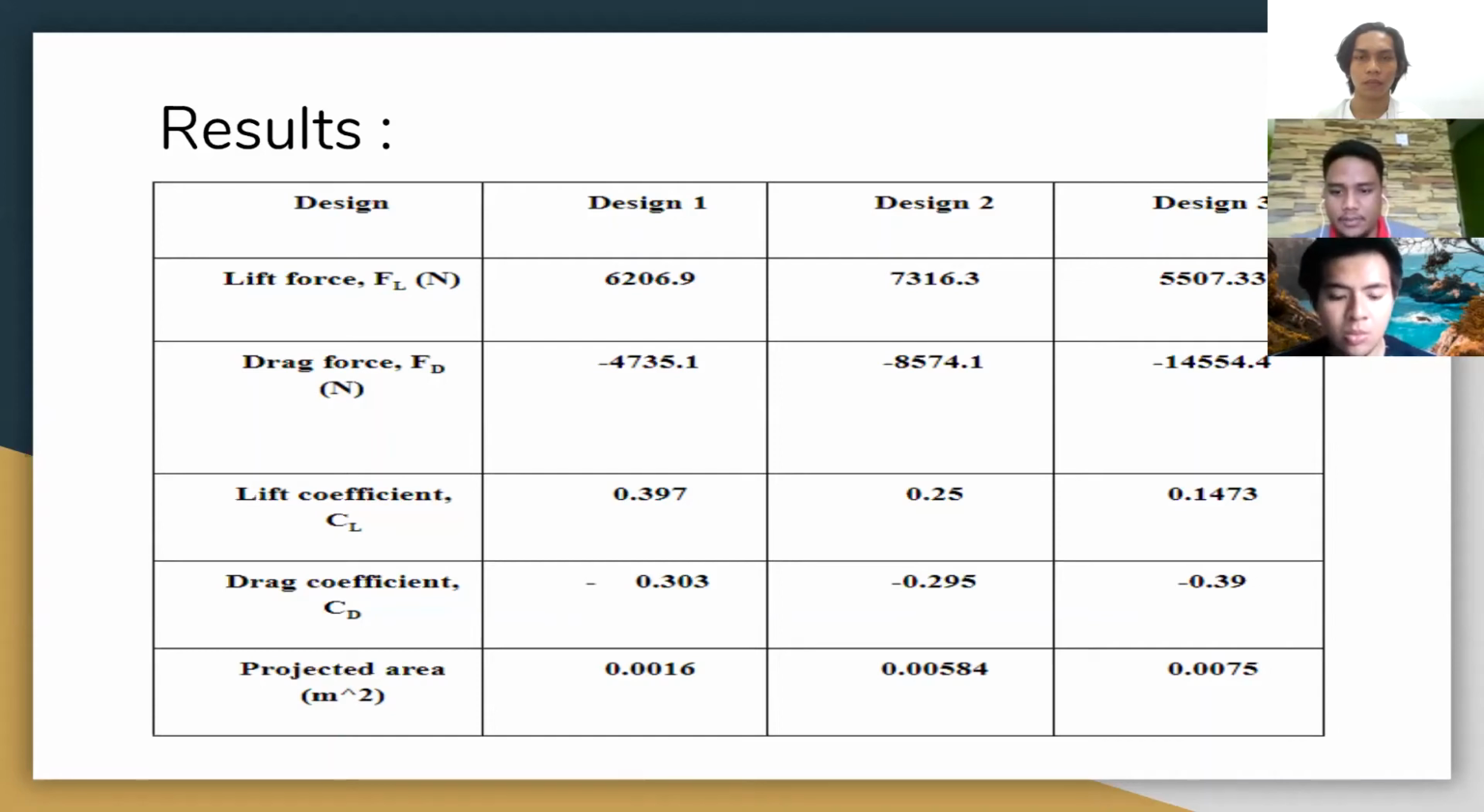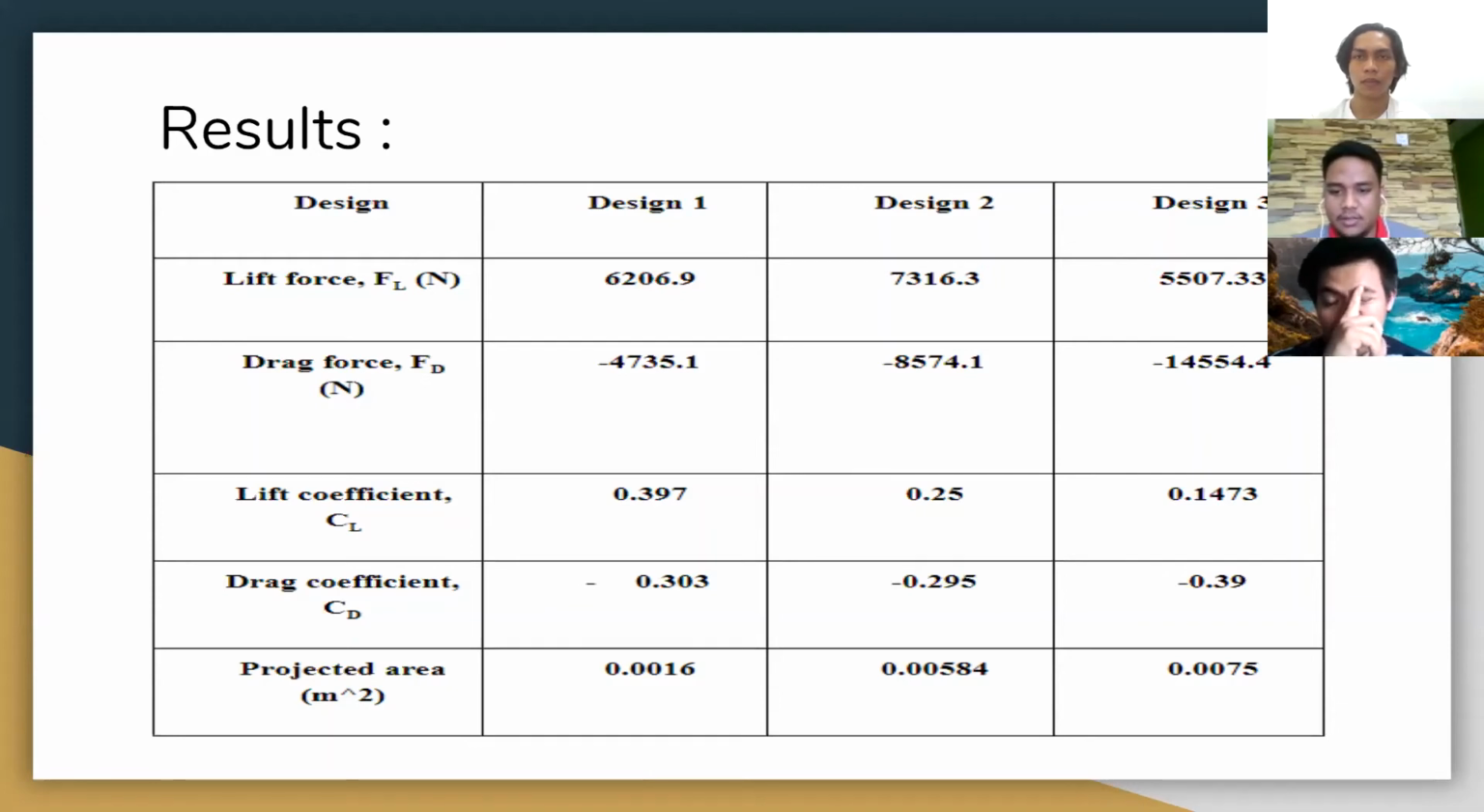For design one, the lift force is 6206.9. The drag force is negative 4735.1 because it comes in the opposite direction. So the lift coefficient is 0.397.